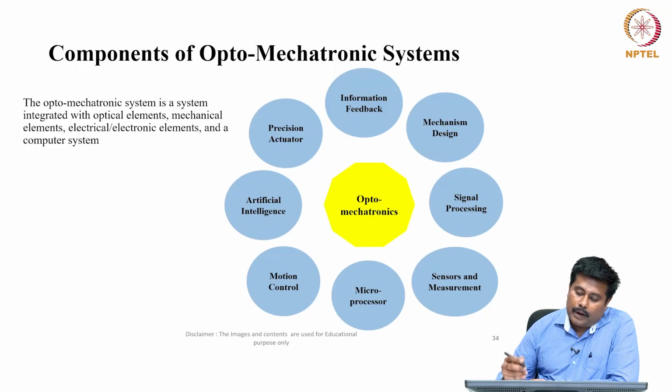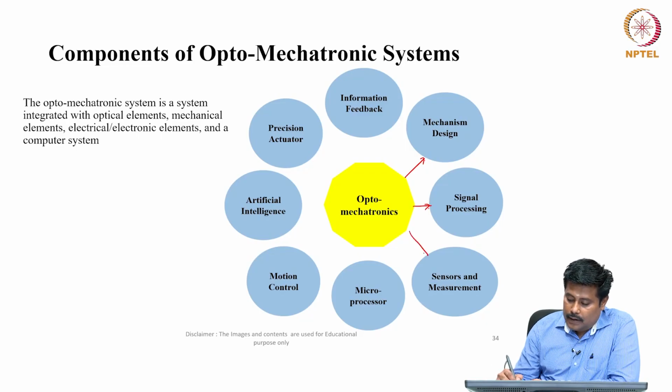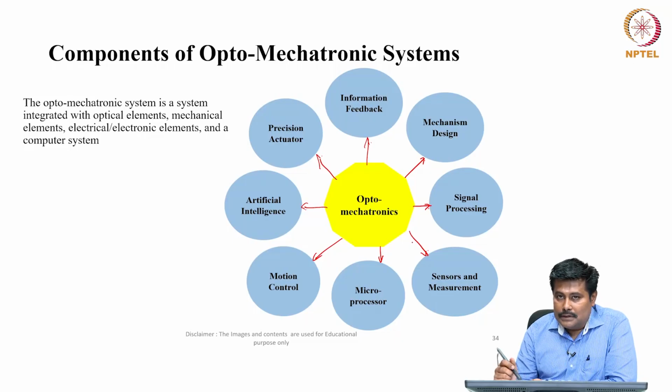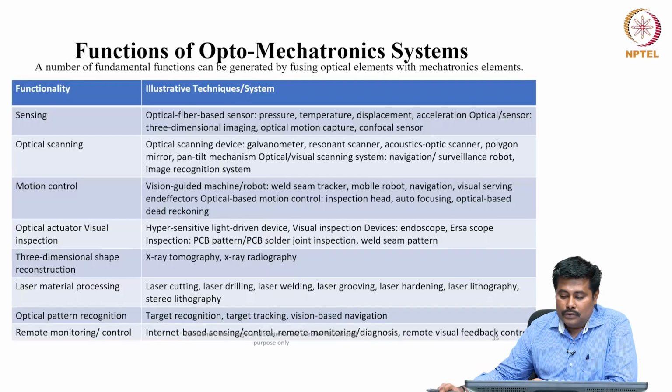So how does the optomechatronic system cater to the entire system, such as microfabrication or micro robotic systems? It caters to the different parameters related to a micro robotic system: mechanism design, signal processing, sensors and measurements, microprocessors, motion controls, artificial intelligence, precision actuators, and information feedback. For all these parameters, optomechatronic systems can cater to the requirements and can be used for integration.